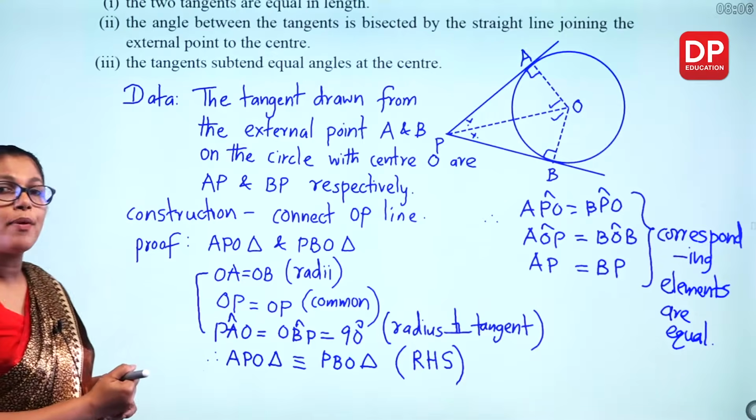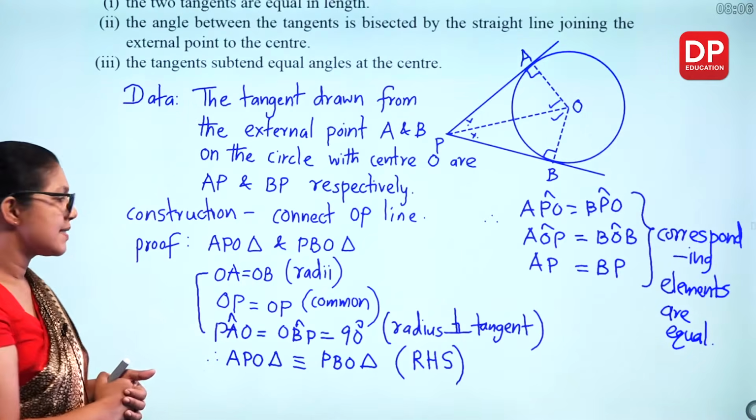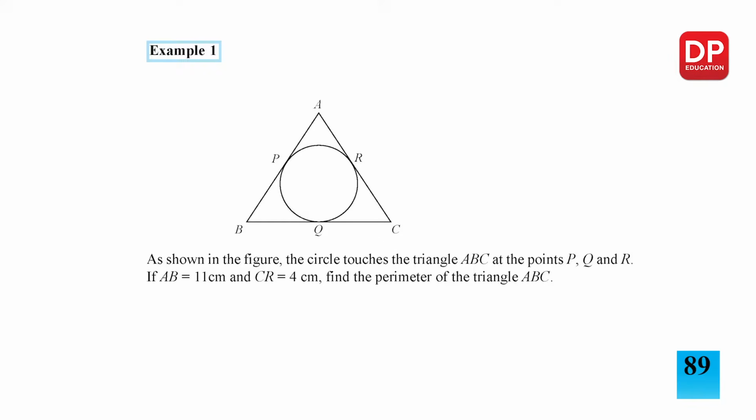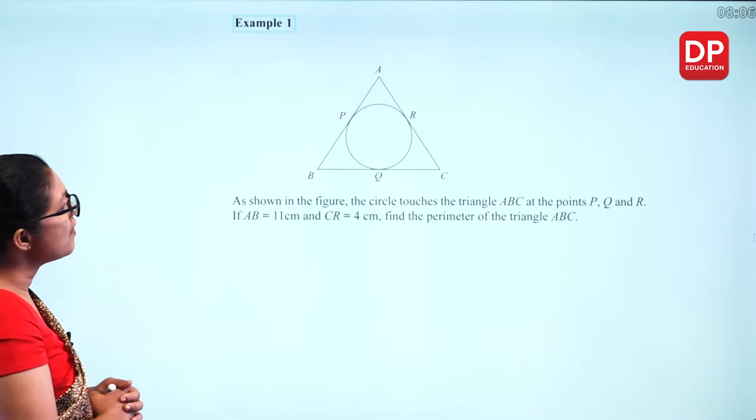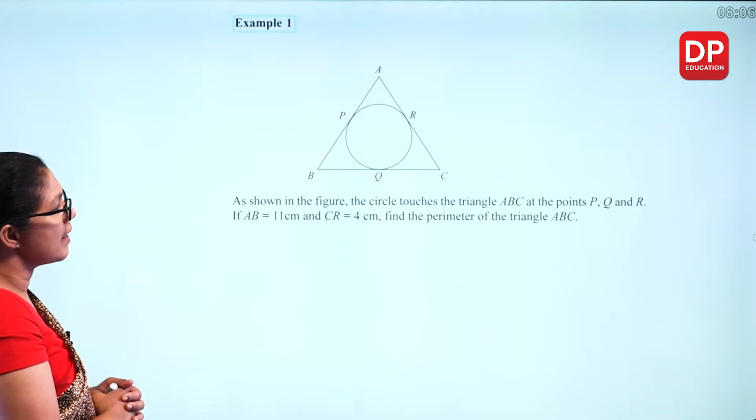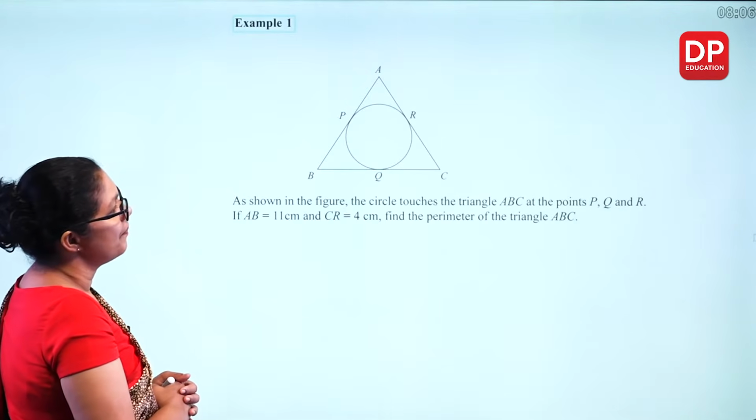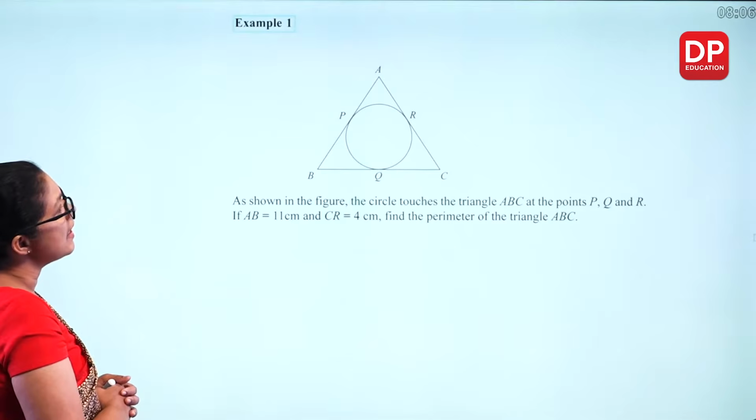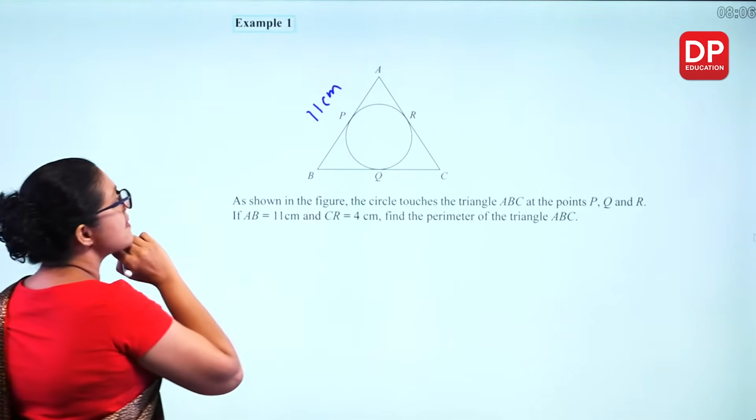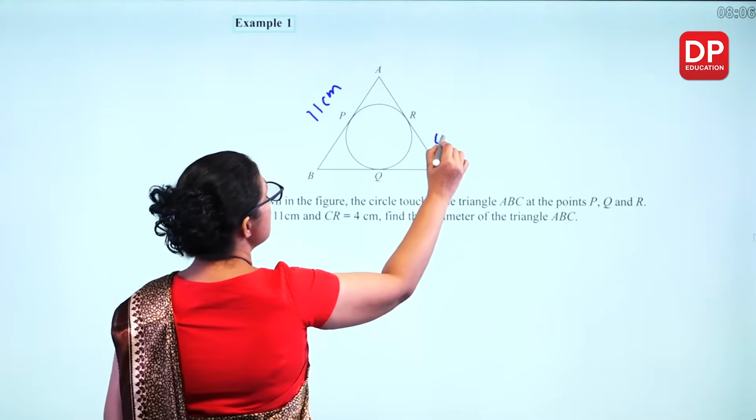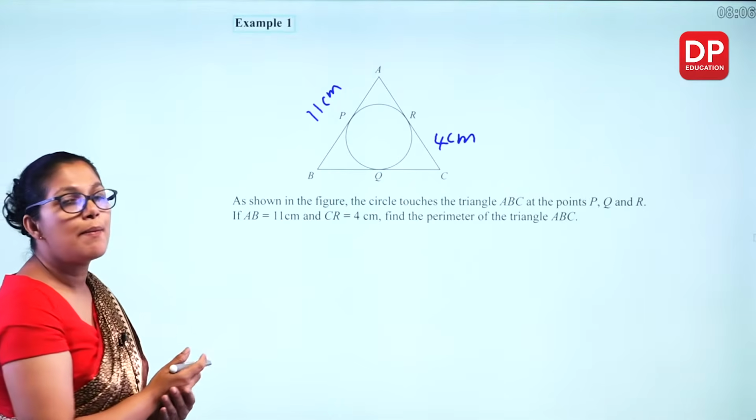Now we'll try to apply this theorem in examples and exercises. Example number 1. As shown in the figure, the circle touches the triangle ABC at the points P, Q, R. If AB is 11 and CR is 4 centimeters, find the perimeter of the triangle ABC.